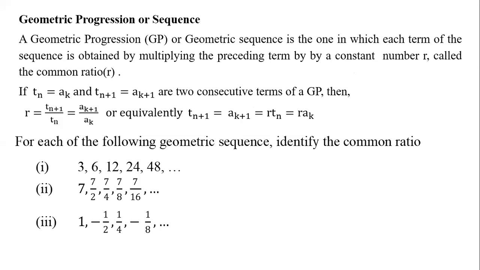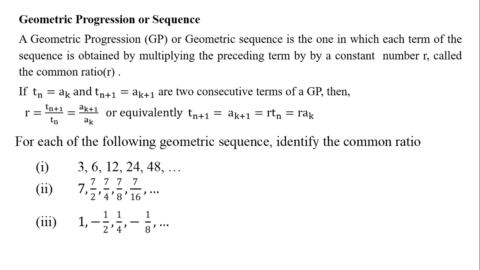Now, the second one. What is the first term? 7. And what is the common ratio? 1/2. Thank you. That is 7/2 divided by 7, which you can write as 7/2 times 1/7, giving 1/2. Or 7/4 divided by 7/2 is also 1/2. And 7/8 divided by 7/4 is also 1/2, and so on.